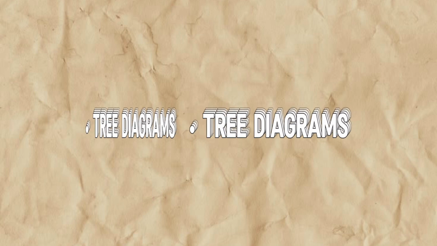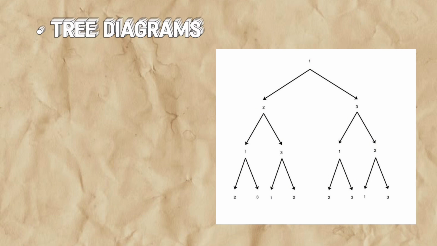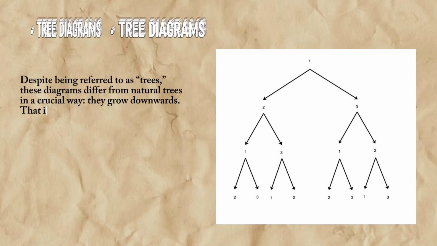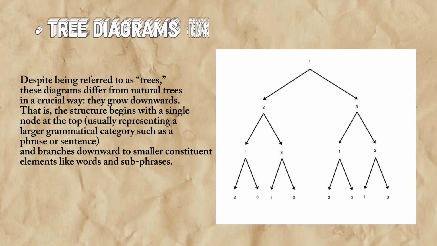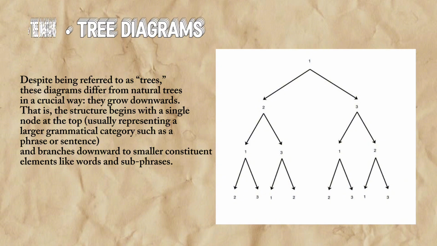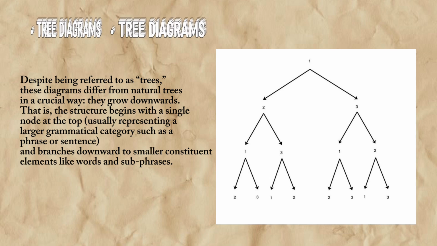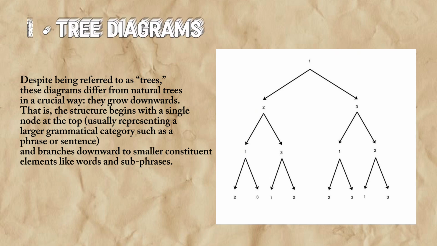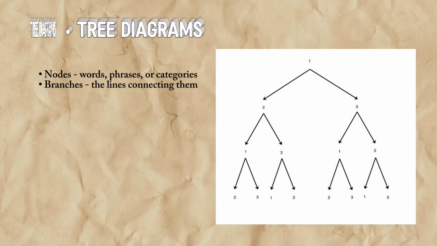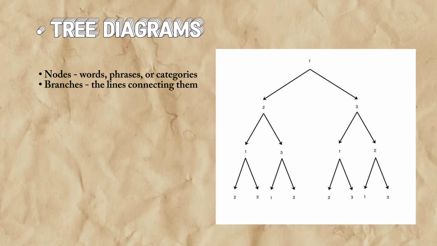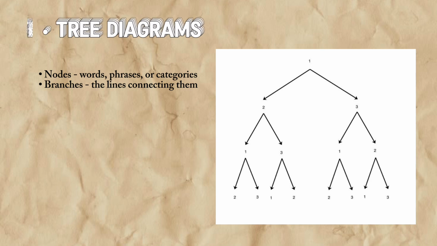Let's proceed to the tree diagrams. These are a common way to visually represent grammatical structure in linguistic analysis. Despite being referred to as trees, these diagrams differ from natural trees in a crucial way. They grow downwards. That is, the structure begins with a single node at the top, usually representing a larger grammatical category such as a phrase or sentence, and branches downward to smaller constituent elements like words and subphrases. In a tree diagram, the individual elements such as the words, phrases, and categories are called nodes, and the lines connecting them are known as branches.